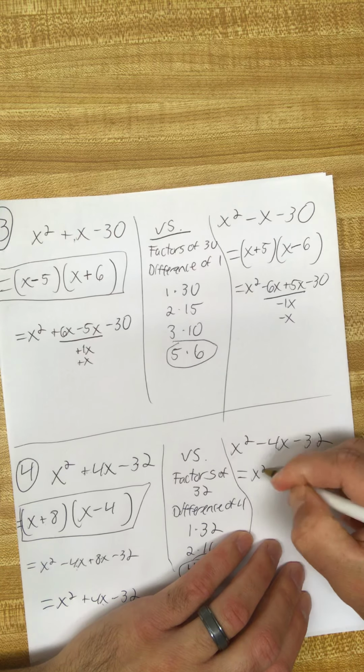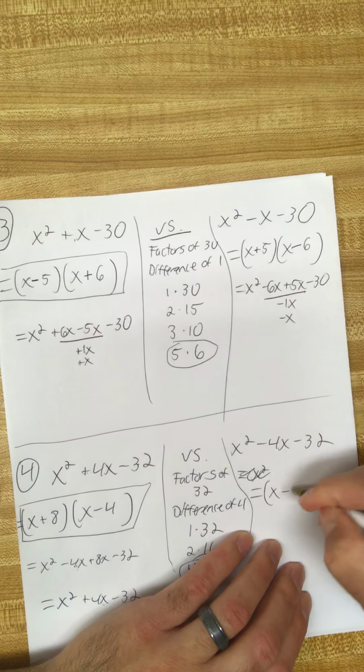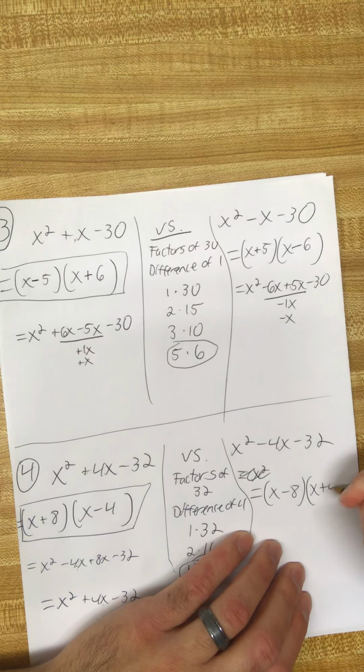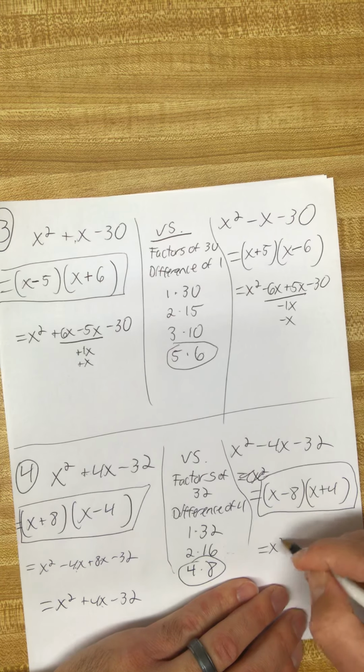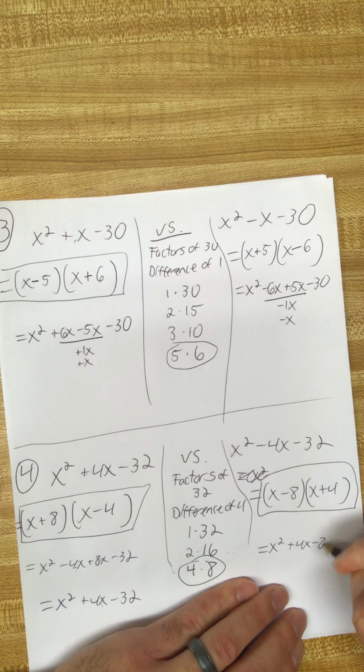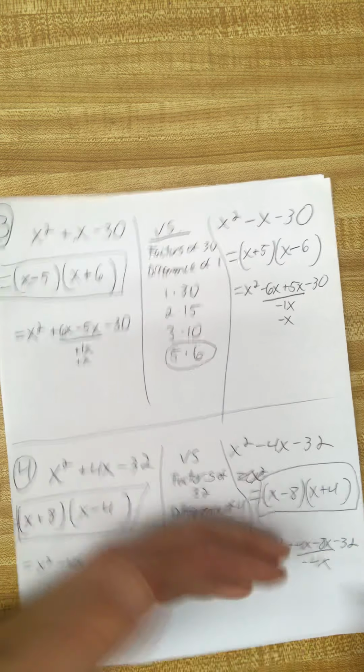Over here, I get x squared. Sorry, we didn't factor yet. It's going to be x minus 8 times x plus 4. Again, that's my answer, because you get x squared plus 4x minus 8x minus 32. Right there would be my minus 4x.